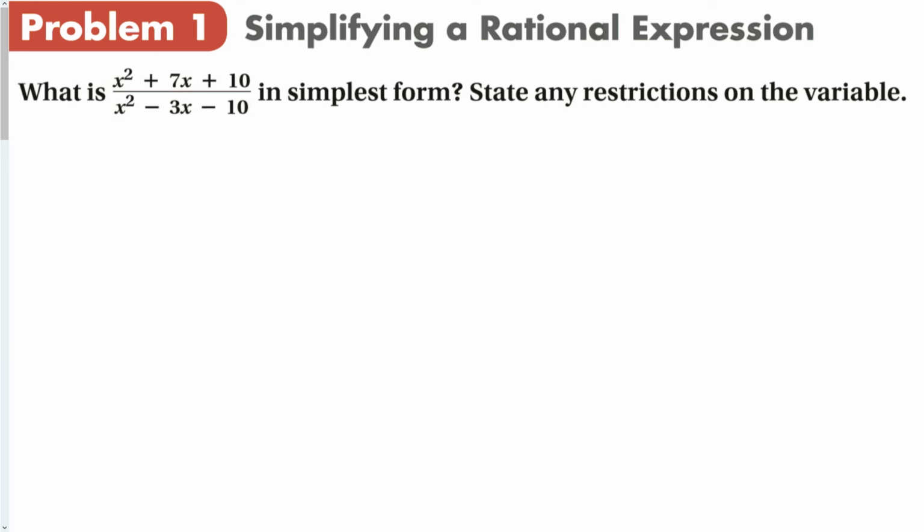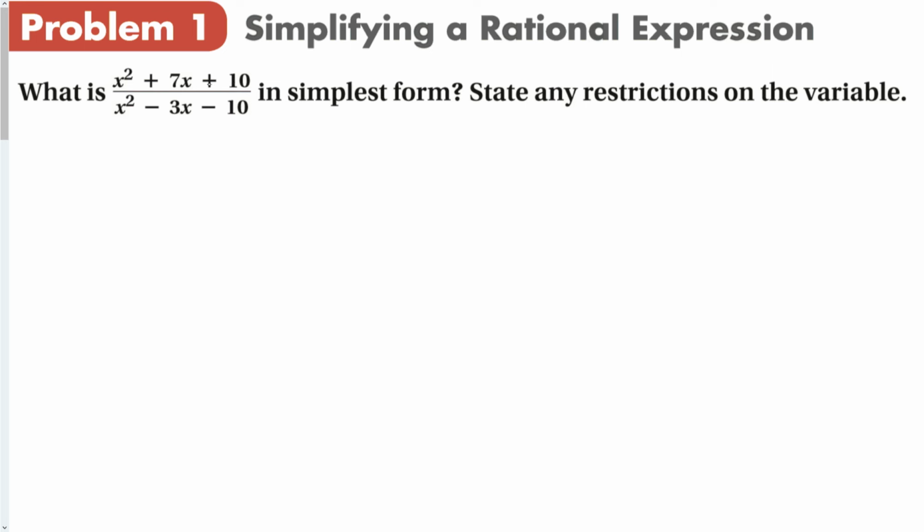So let's try our first example. Here is a rational expression. Let's simplify it and then state the restrictions on the variable. The best thing to do is don't cancel terms directly, that's not a thing. The best thing to do is to factor it and then cancel.